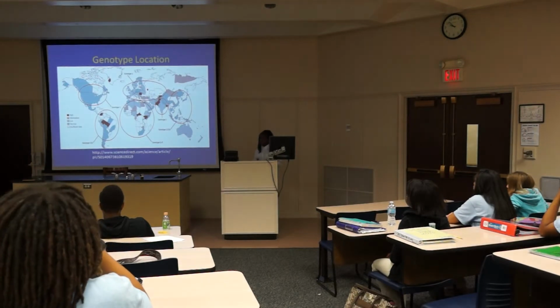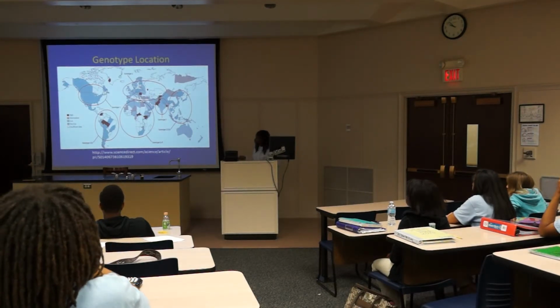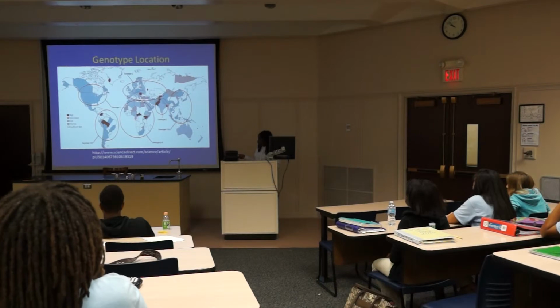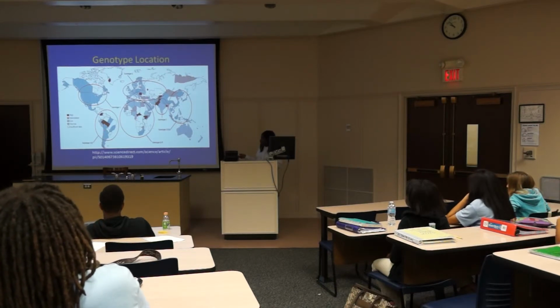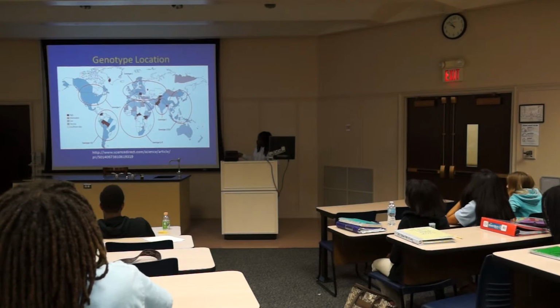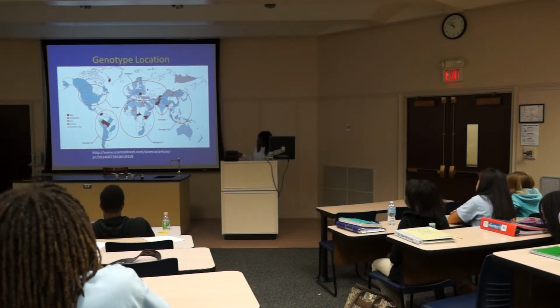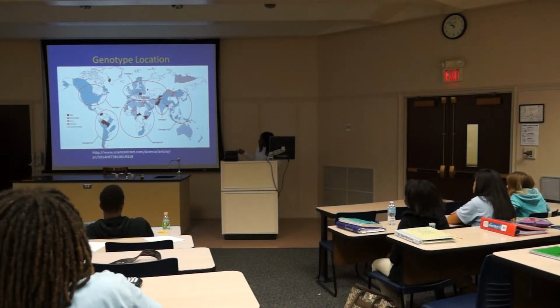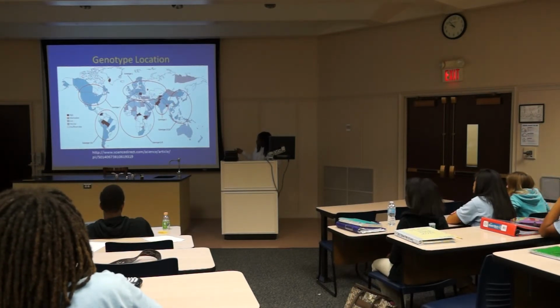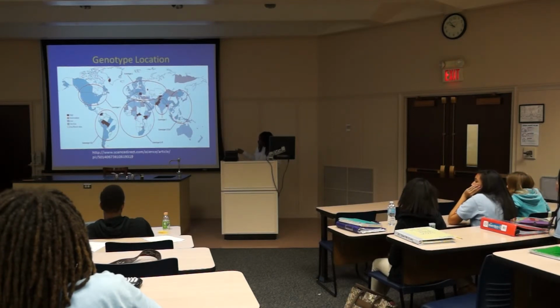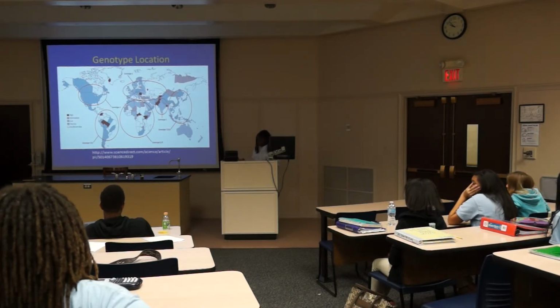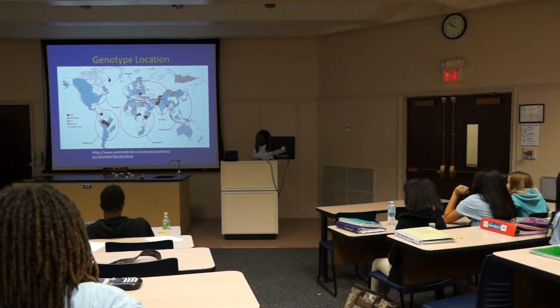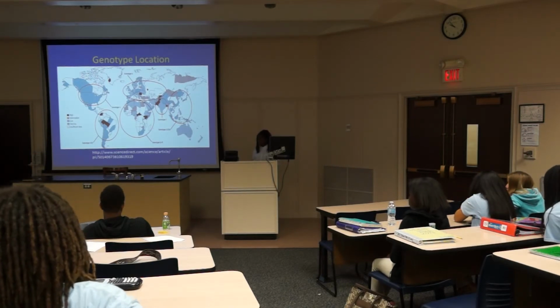So, genotype locations for hepatitis D. Genotype 1 and genotype 3 are located in South America. As for genotype 1, it is located in North America, along with some parts of Eurasia and some parts of the Pacific Islands. Genotype 2 and 3 are good because that way it shows that the treatments might be able to work faster.